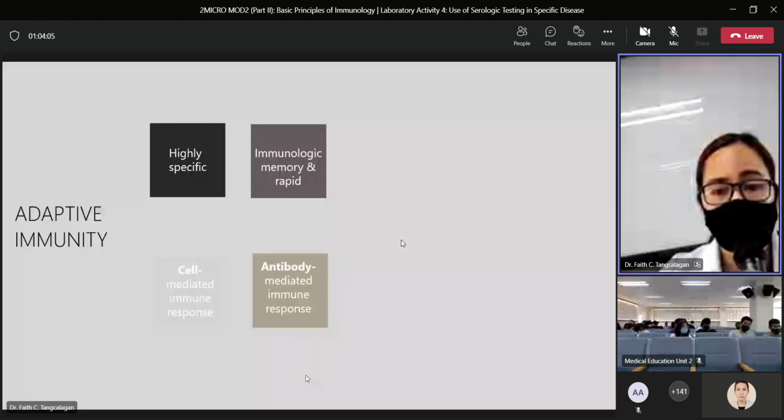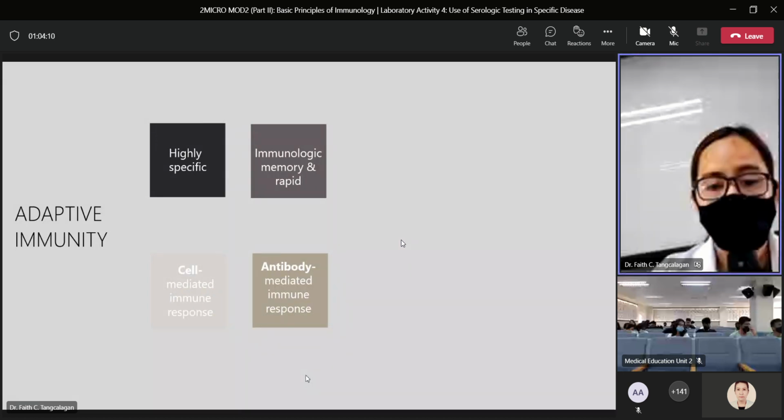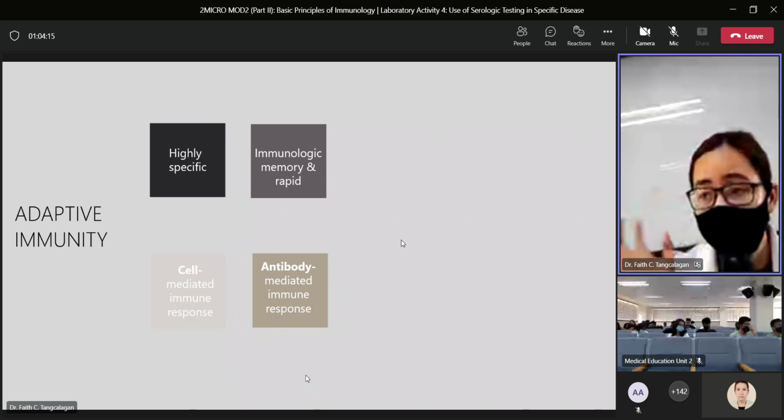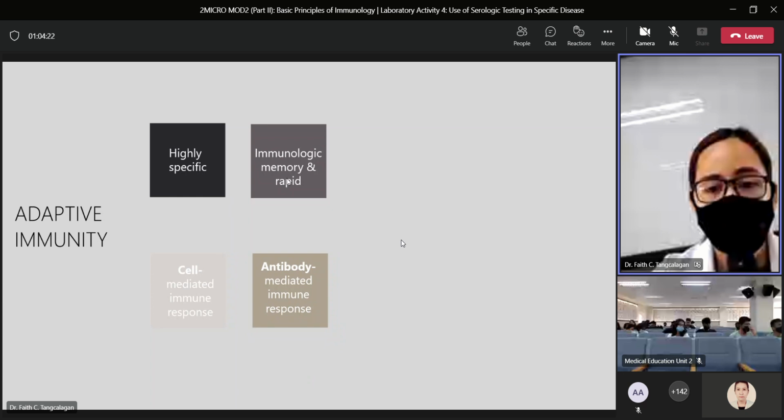Your adaptive immunity is actually your second line of defense. It is highly specific. It means that it is very specific to a particular antigen, and that it also responds to that specific antigen. It's specific because it has a property called immunologic memory, and because of this immunologic memory, there is a rapid response to the offending microorganism.